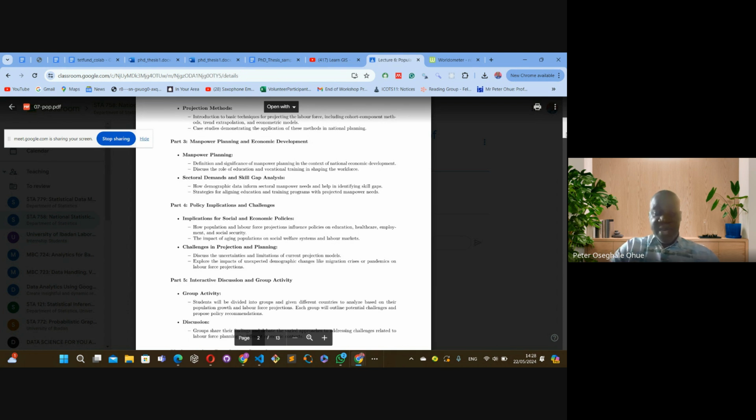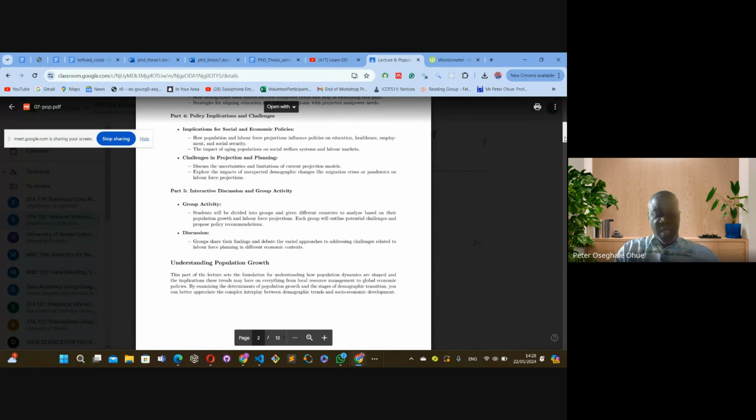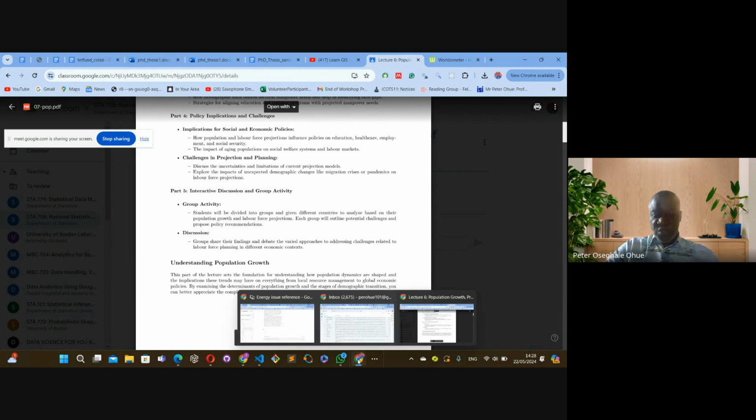Lastly, there'll be an interactive section and group activity. So that group activity, if we get there, we will look at what Prof wants us to see.